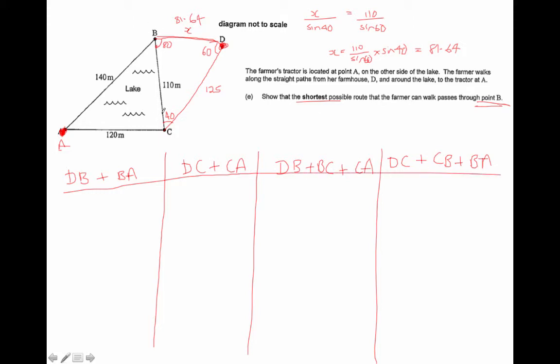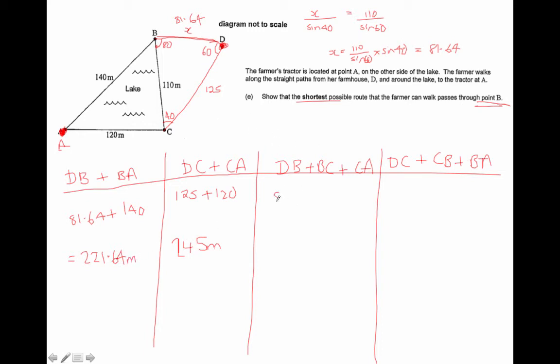Okay, so let's consider each of these routes and see what they add up to. We're looking for the shortest one. This one's straightforward enough. DC is 125 and CA is 120. So in total, this route would take 245 meters. Okay. DB across the top, we said was 81.64, plus 140 BA. That would come out as 221.64 meters.